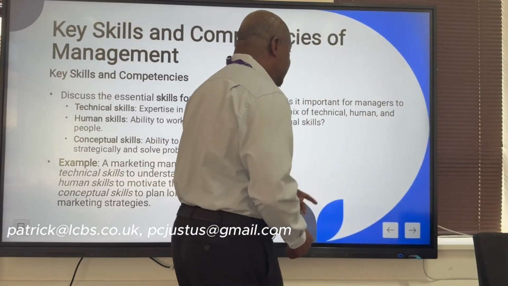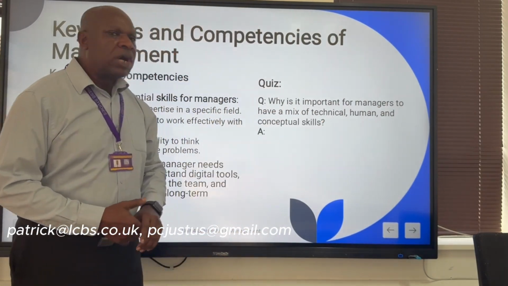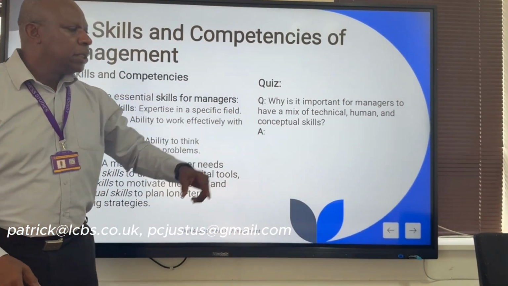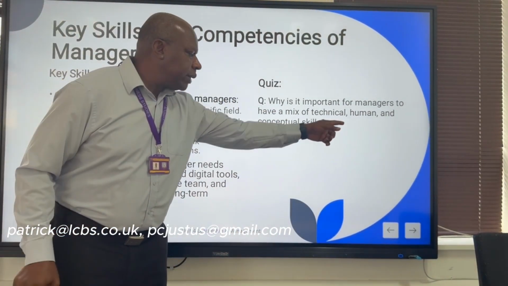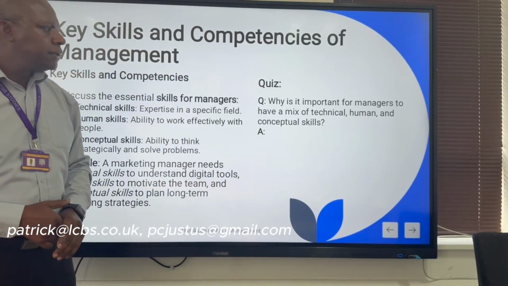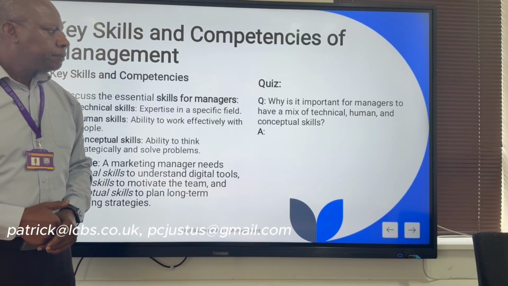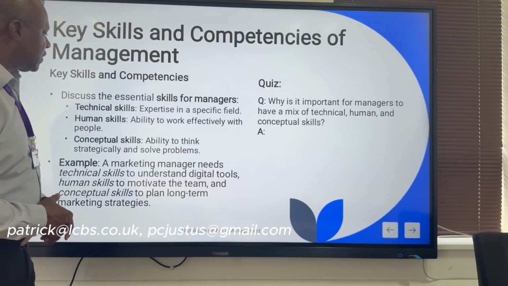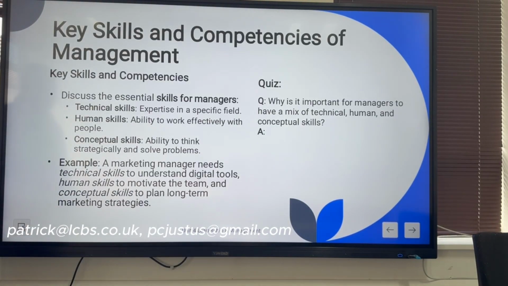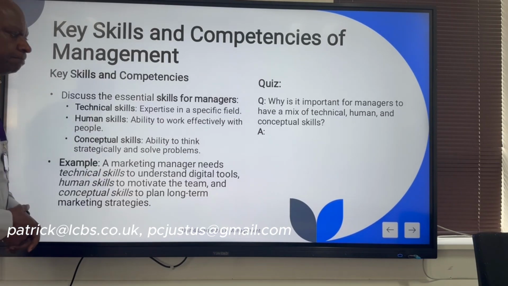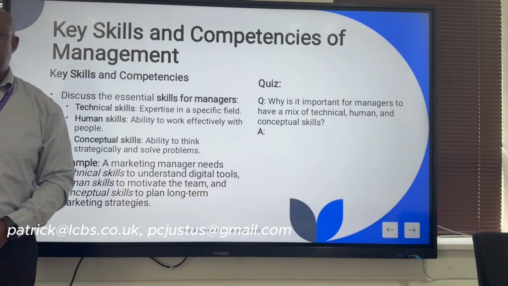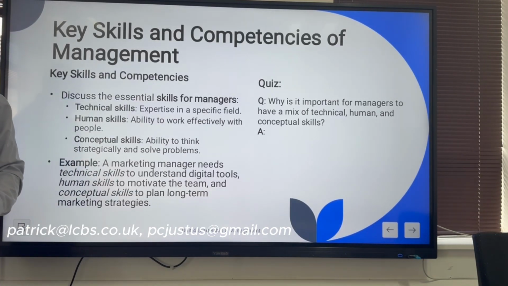Question here: why is it important for managers to have a mix of these three skills? Technical, human, and conceptual. Why is it important? Think about that. Write it down if you must.